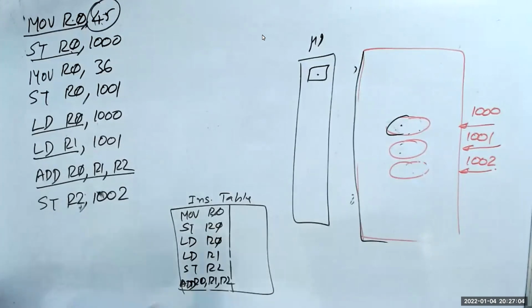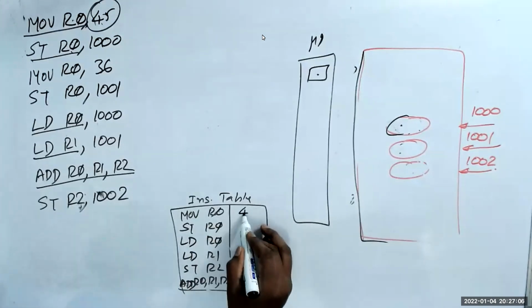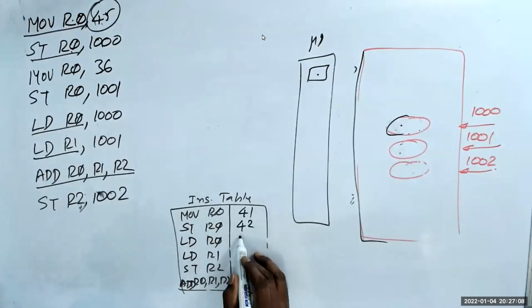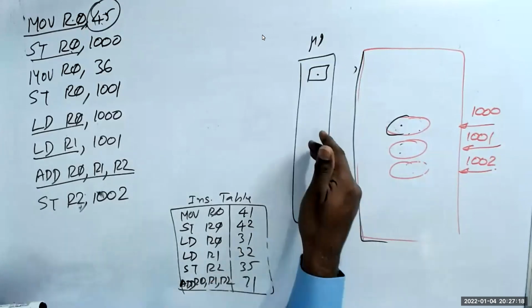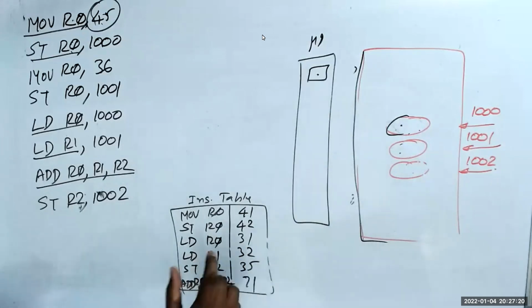For each one, you have a different number: 41, 42, 31, 32, 35, and 71, whatever it is. Don't ask me what his number is. These are all given by the microprocessor manufacturer. There's a table they themselves have given.